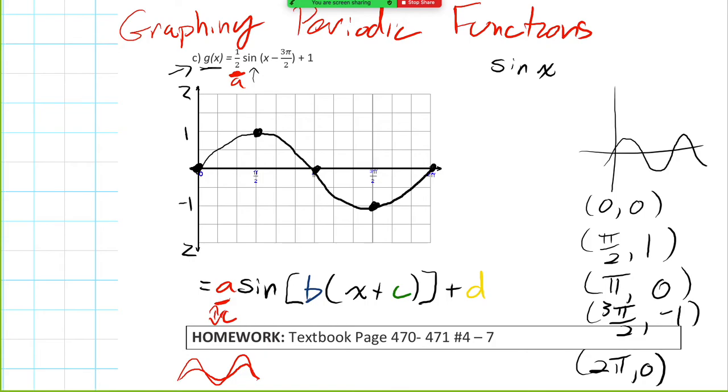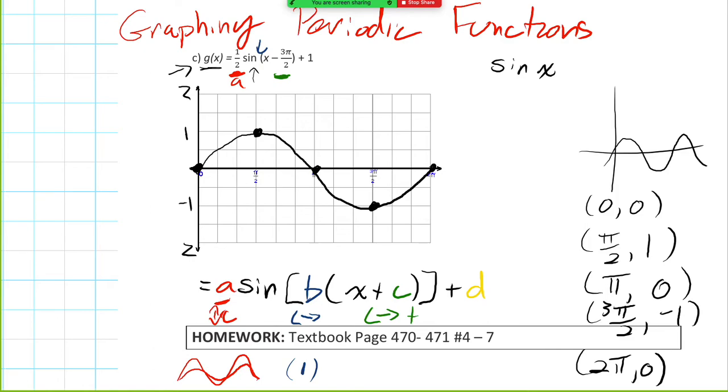Our b value, which has to do with horizontal stretches and compressions, they don't actually have a b value here. There's nothing being multiplied in front of this. So in this case, the b value is 1, which means the period of the function is just going to stay the same. In other words, it's going to take 2 pi to go through the entire period. The period doesn't change.